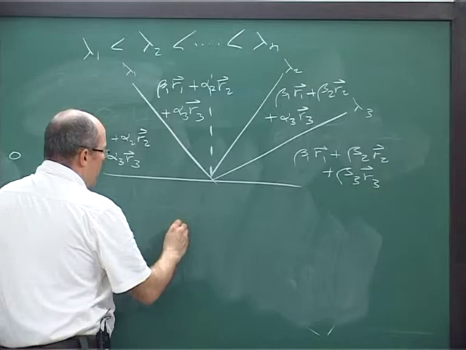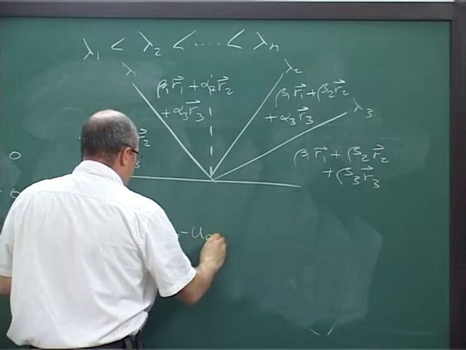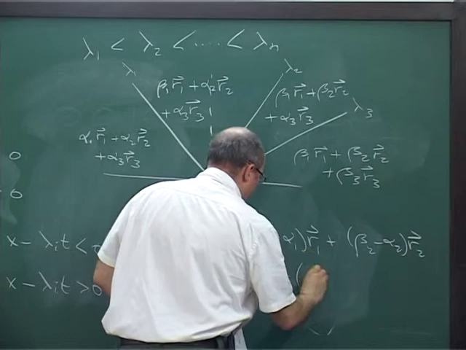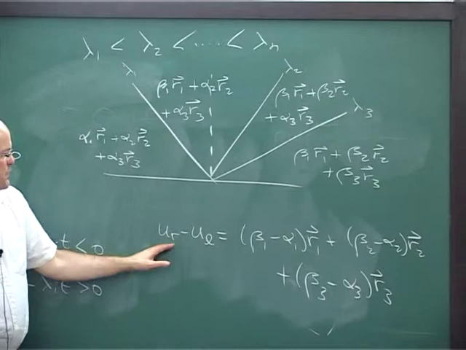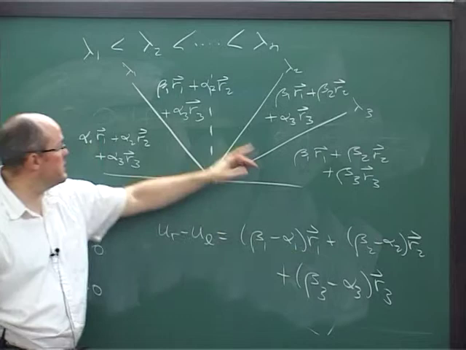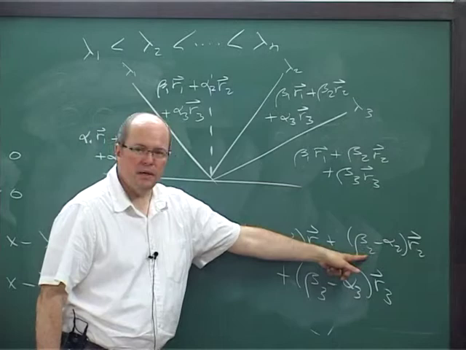if I were to write the difference down like this, the difference in the left state and right state, if I take the difference between the two states, the thing that is propagated along the eigenvector, this characteristic, is the difference beta 1 minus alpha 1. You can see that here because if I subtract this solution from that one, it's beta 1 minus alpha 1. The quantity propagated along this characteristic is, of course, beta 2 minus alpha 2, and the third characteristic is the third difference.